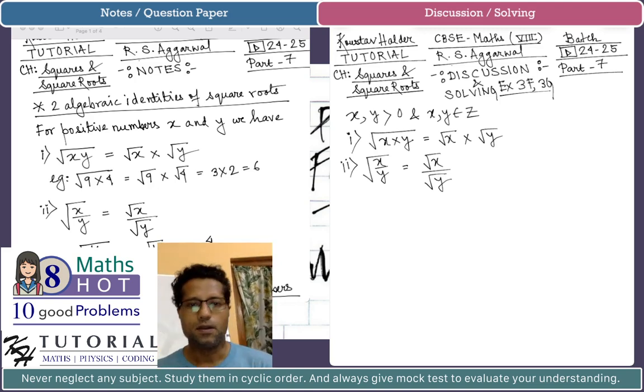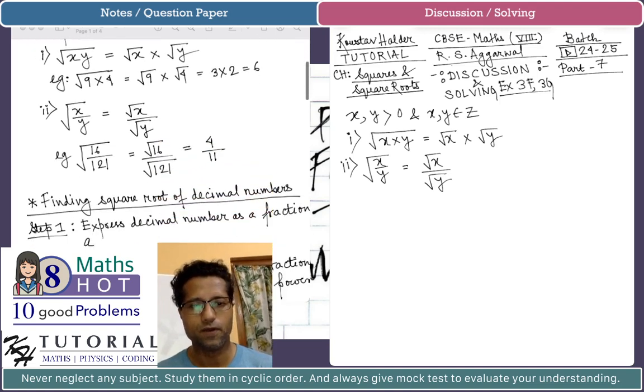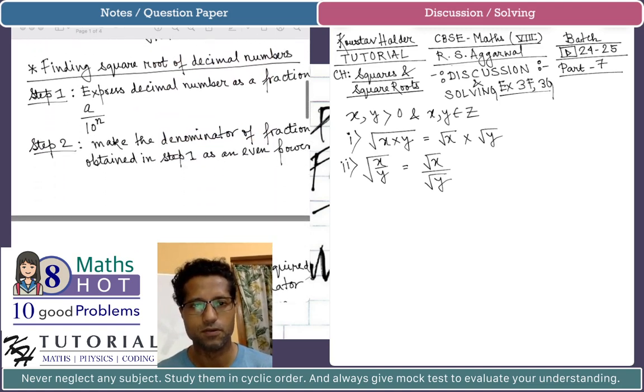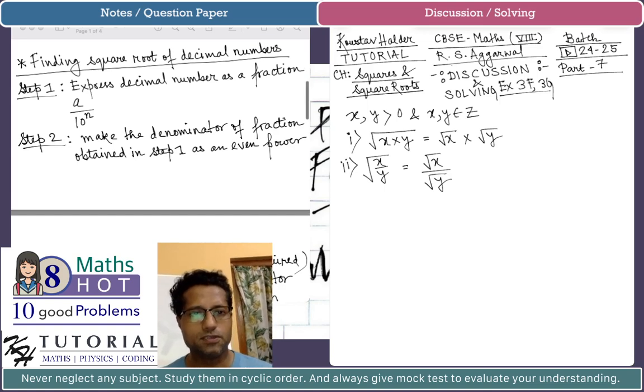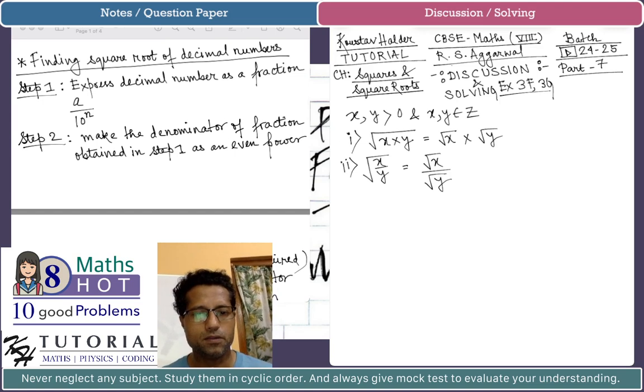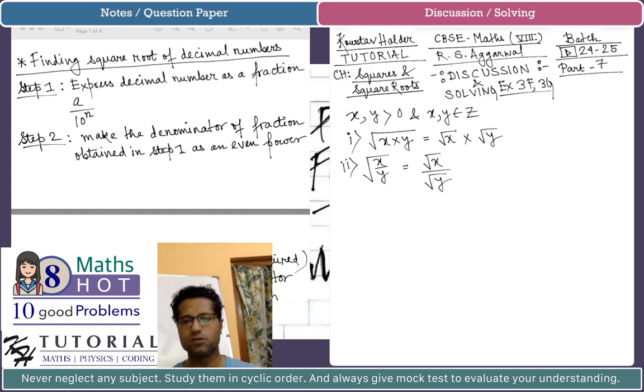Okay, now let's discuss how we find the square root of decimal numbers. Now in the book it has used a long division method to find the square root of decimal numbers. I have a little different approach. As you can see from the notes, the link of the PDF of the notes will be provided in the comment section, so you need not take any screenshot from the notes.